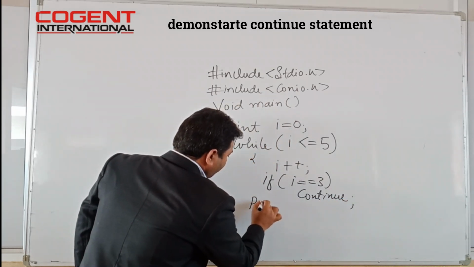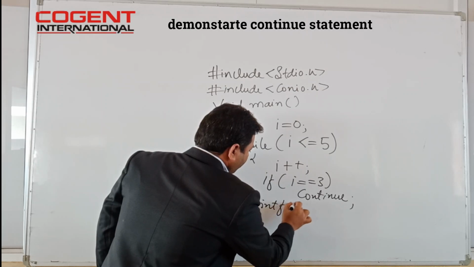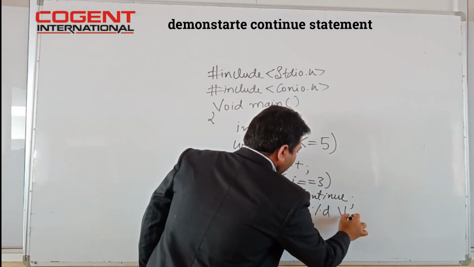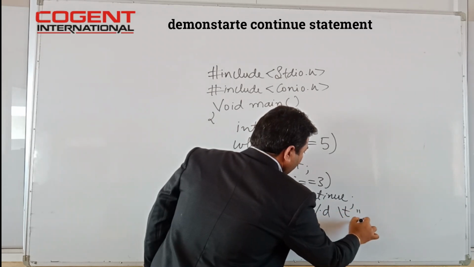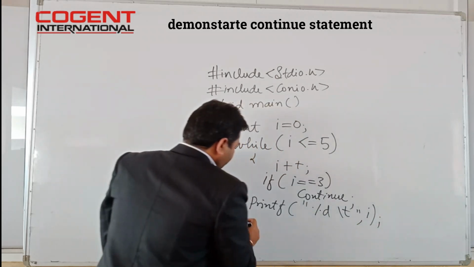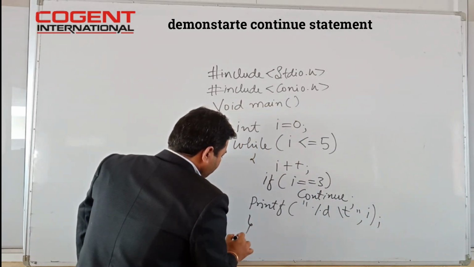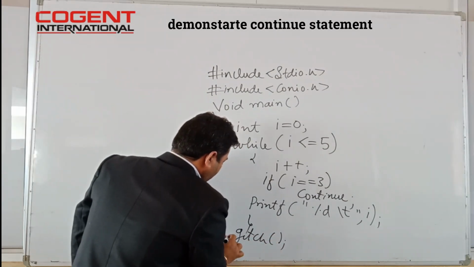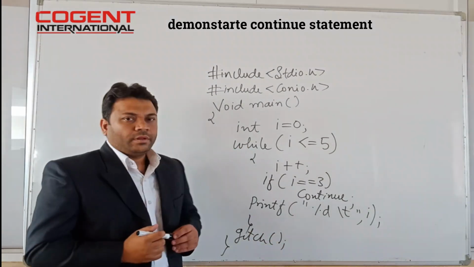Then printf, %d slash t, comma i, semicolon, getch, then close the brace here.